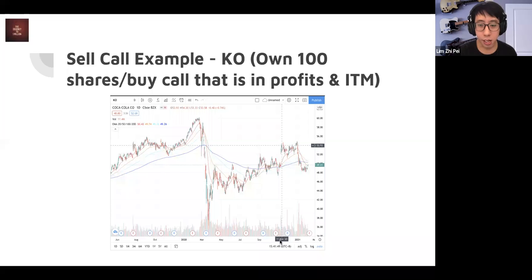So in this example, I'm showing the 11th of November when the Coca-Cola price is actually $54. And as we can see from the past, $54 is a strong support, but after it fell through, it will become a strong resistance. So at that time, we can actually try to sell a call option.